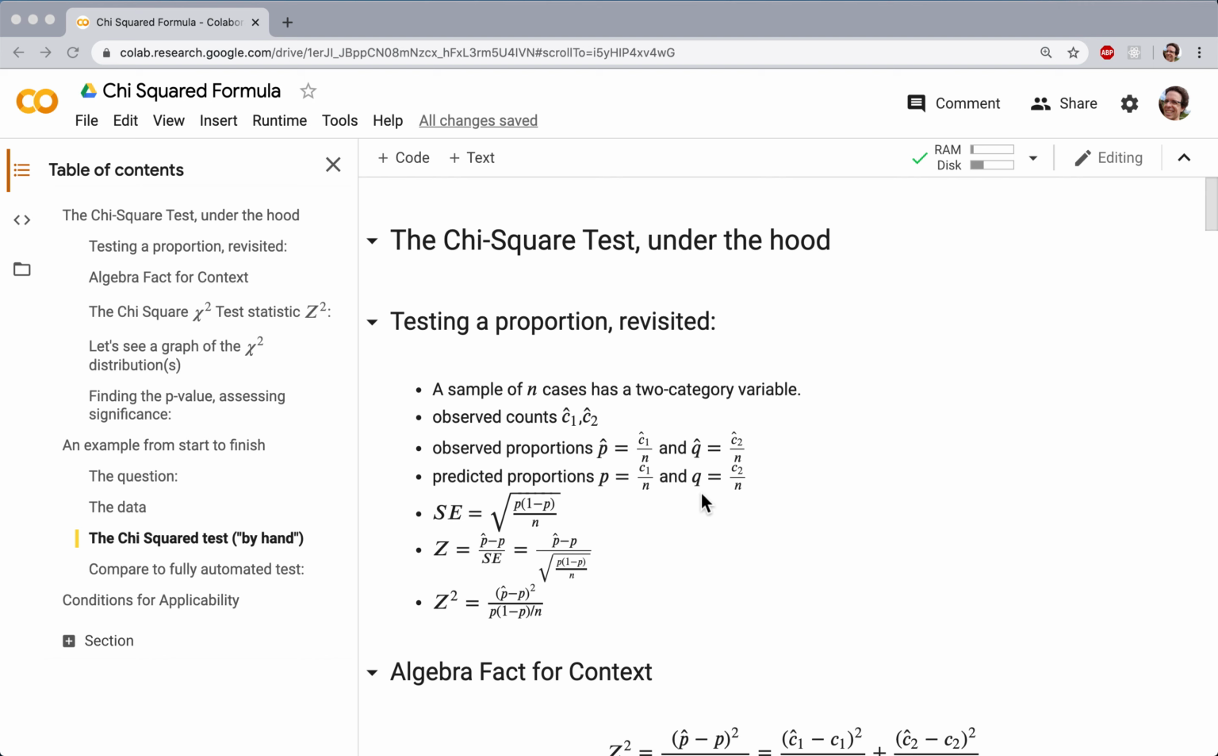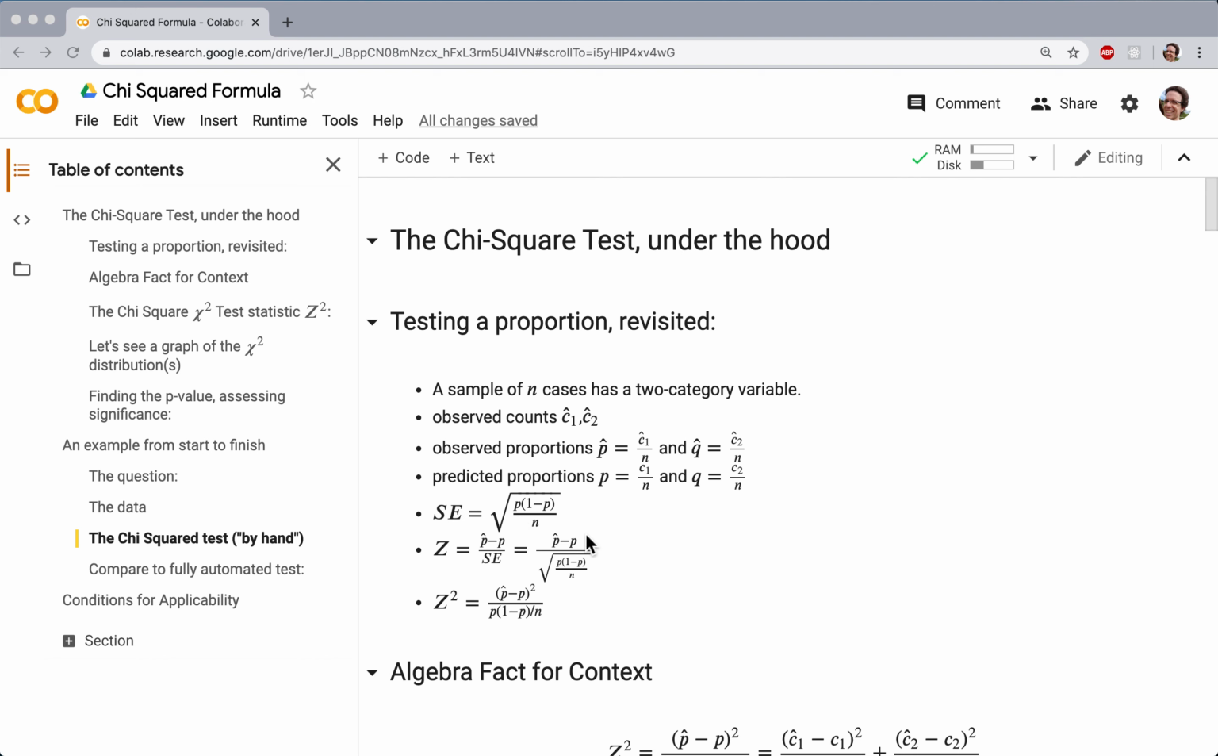So we might have a null hypothesis lurking around, which tells us, hey, I expect that proportion should be exactly 50%, and then p would be exactly 50%. And C1 would be exactly half of n, and C2 would also, in that case, be exactly half of n. If we were comparing against a fixed value of 25%, then P would be 0.25, Q would be 0.75, and C1 and C2 would be the counts anticipated, which might be 250 out of 1,000 and 750 out of 1,000, something like that.